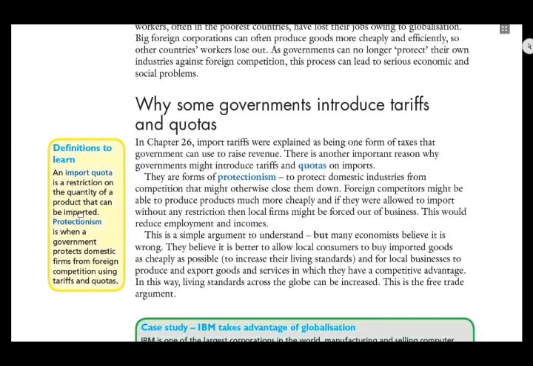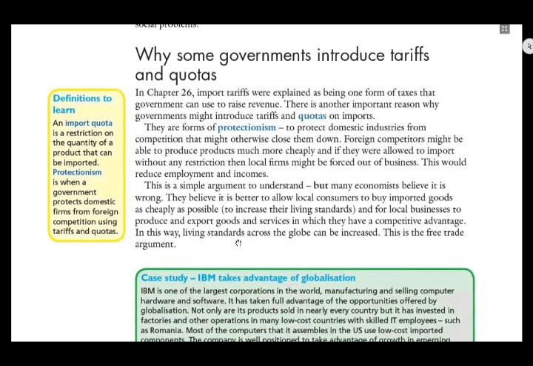The point here is already covered in chapter 26. As I said, governments put taxes on imports like tariffs and quotas for simple reasons. The first reason is always to protect the local businesses against foreign competitors. These foreign competitors might produce their products more cheaply than I do. That's why the government wants to protect local businesses by putting tariffs and, of course, quotas on these imports.